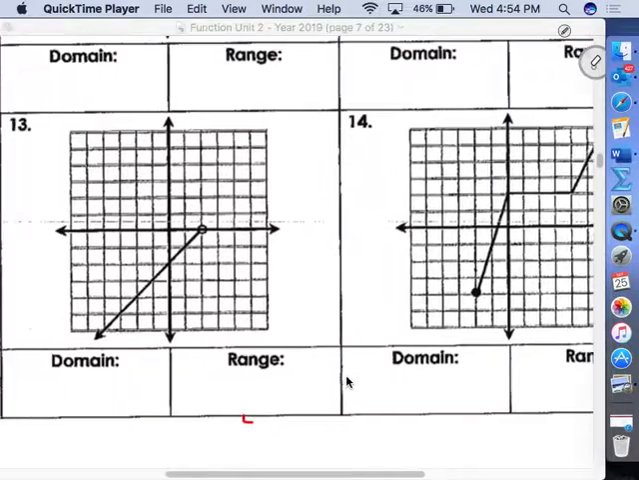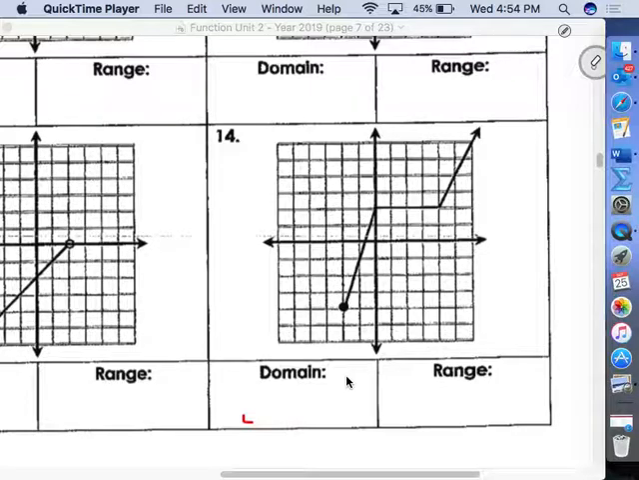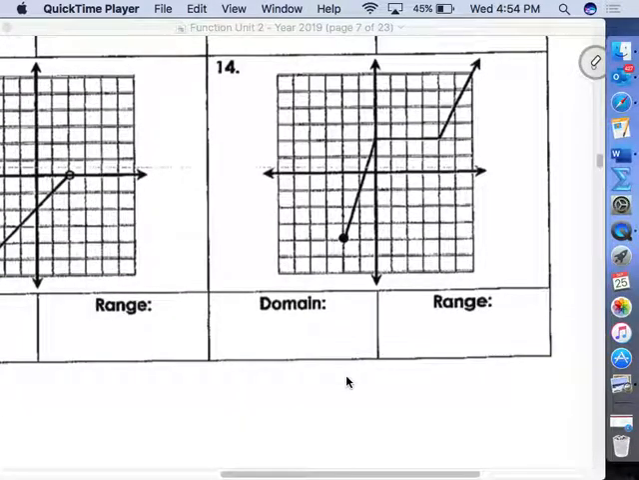And let's look at number 14. So number 14 has one stopping point, and then it's going off in the direction of infinity. So let's first identify the ordered pair for the stopping point. I've got -2, -4. And remember, this is my x-coordinate, this is my y-coordinate. Here the graph is going off the grid with that arrow in the direction of positive infinity.